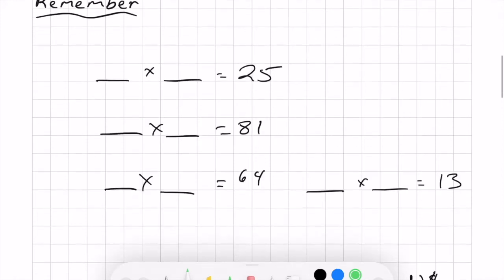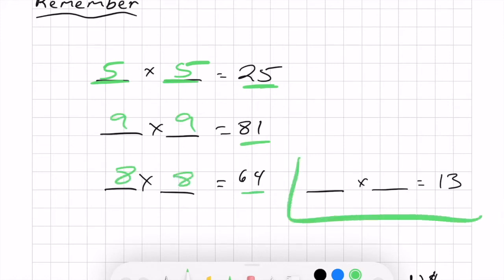We're going to remember here, when I was looking at 25 and I was trying to find the perfect squares, I would think, what times what equals 25, right? And so that would be 5 times 5 is equal to 25. Same as 81, I know that's 9 times 9. And 64, I know that's 8 times 8.